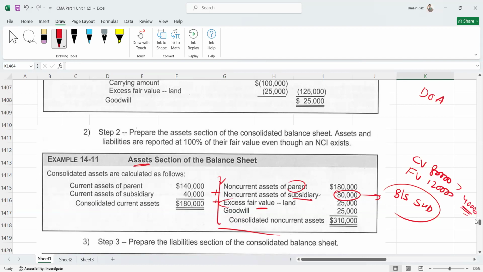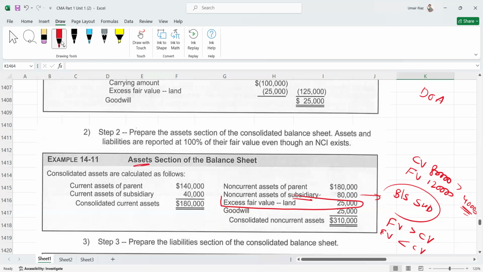Sometimes fair value could be greater than carrying value. If fair value is greater than carrying value, then we add the excess fair value here, like 40,000, for example. And sometimes your fair value could be less than carrying value. Then you have to deduct the figure from here. Okay. And then we calculated goodwill there, right? Goodwill will also be there. Now, the adjustment we are discussing belongs to this point, fair value. What if fair value is different than carrying value?